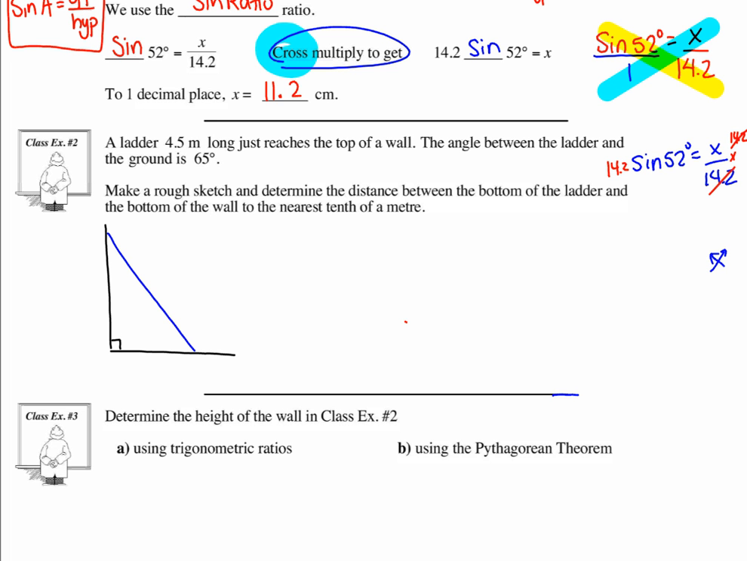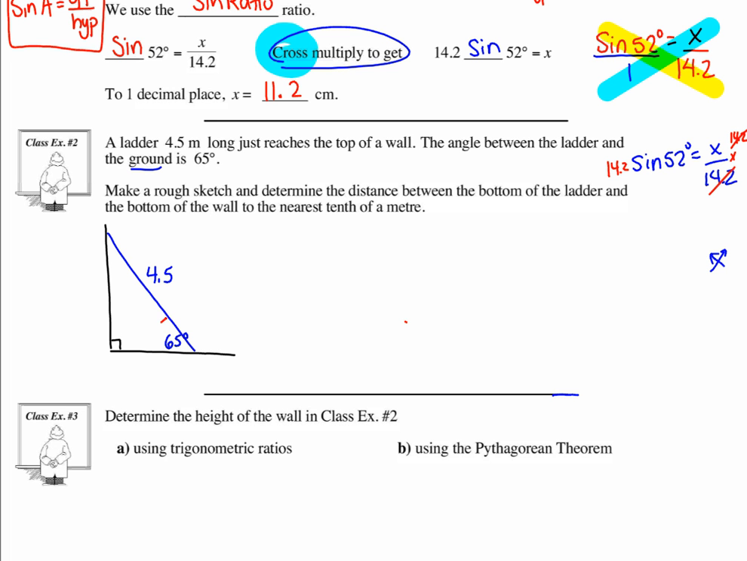Where is that 65 going? Bottom right. Good. It can't go on the 90. It's not the top left because it's with the ground. And then what else do we know? Okay, the hypotenuse is 4.5. The ladder itself, because the ladder is leaning up against the wall. The other angle would be what? Yeah, it would be 25.